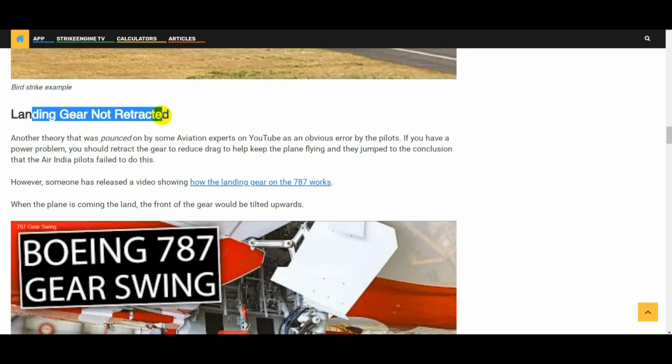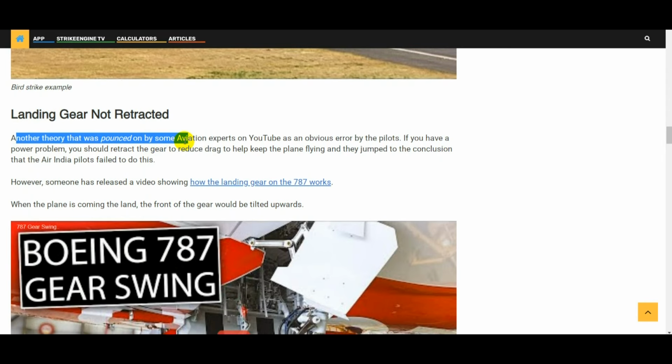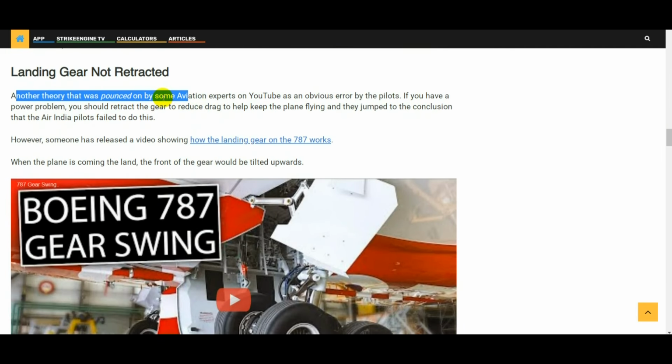Another big one, probably more towards the start, I think less now, is the landing gear not retracted. This is another theory that was pounced on by some aviation experts on YouTube as an obvious error by the pilots. They're saying if you have a power problem, especially on takeoff, you retract the gear to reduce drag as soon as possible to keep the plane flying, to give it the biggest chance possible for it to keep flying.